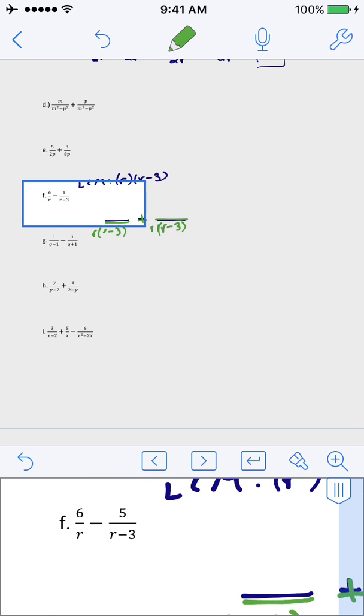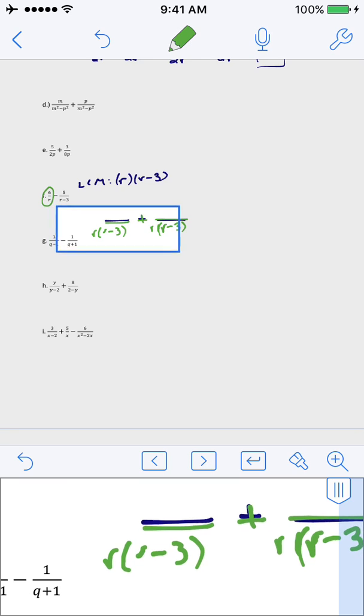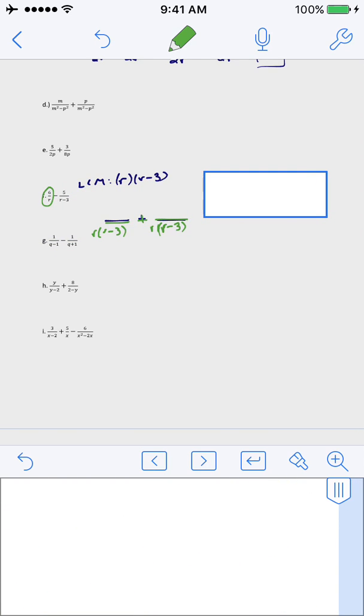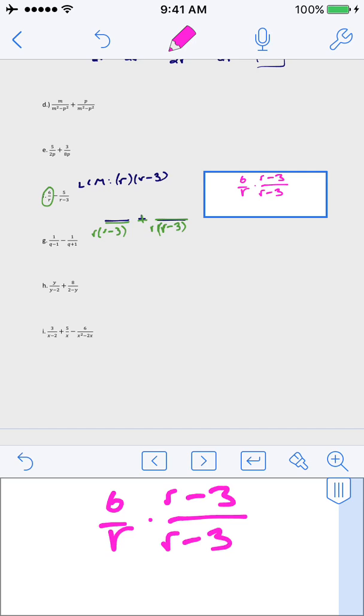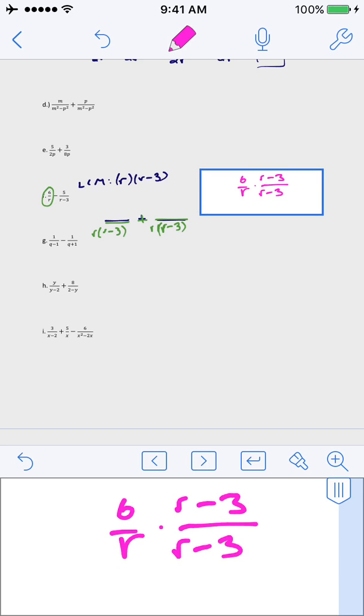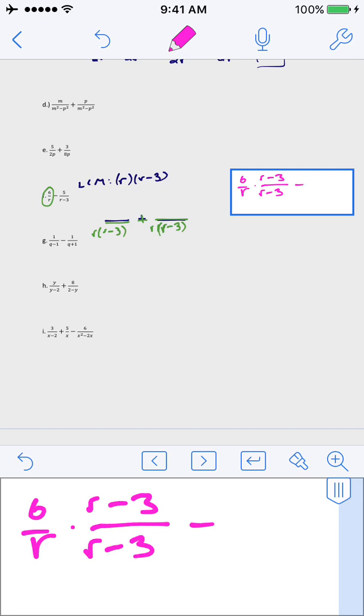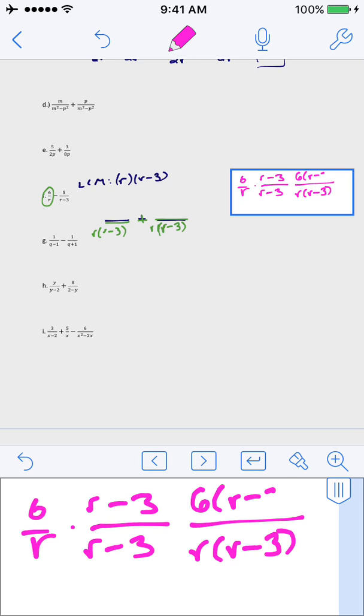In the first one, in order to get 6R to have an R minus 3 on the bottom, what I have to do is take 6R and multiply it by R minus 3 over R minus 3, right? What I do to the top, I must do to the bottom. Just like I multiplied 1/3 by 4 over 4, and I got 4 over 12, right? So I multiplied the top, multiplied the bottom. That's how I got my new denominator. On the top, I get 6 times R minus 3.